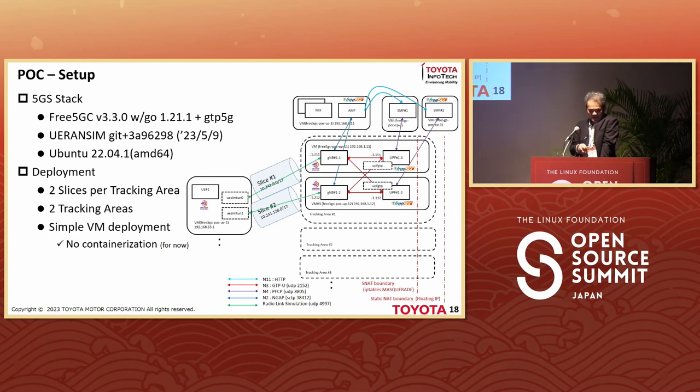And in the networking world there is some effort to deploy these network functions on top of Kubernetes, such as ONAP or Nephio, but at this time, for simplicity, I deployed these network functions just using simple virtual machine deployment. So in other words, no containerization at the moment, okay.